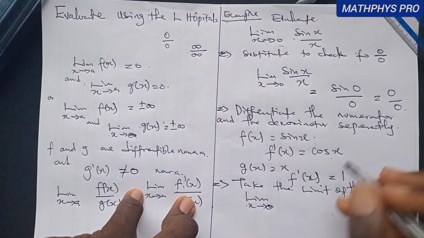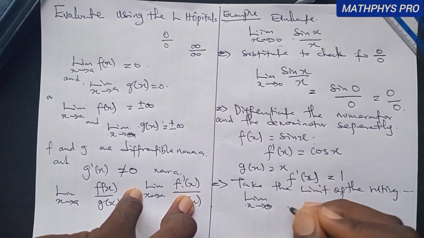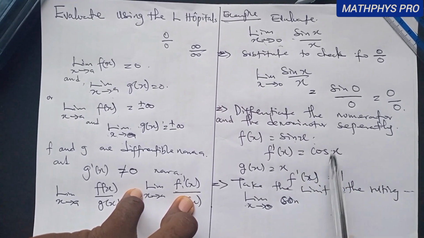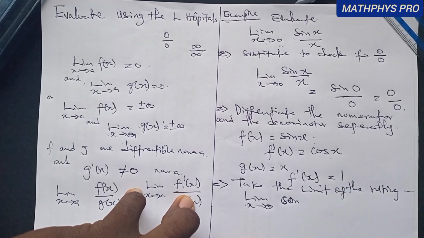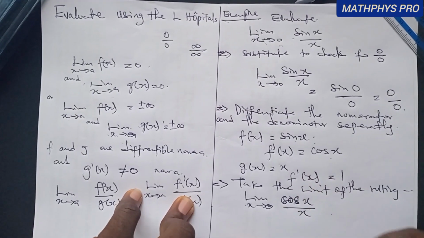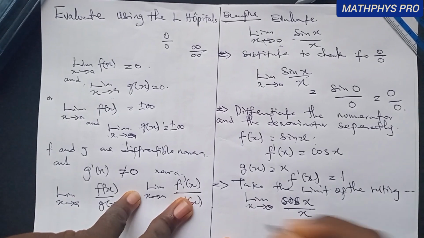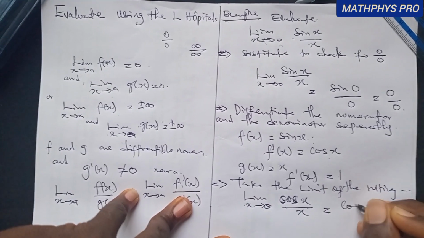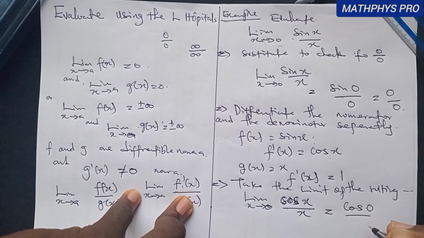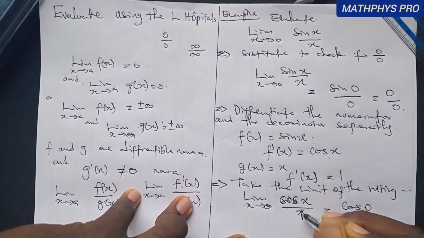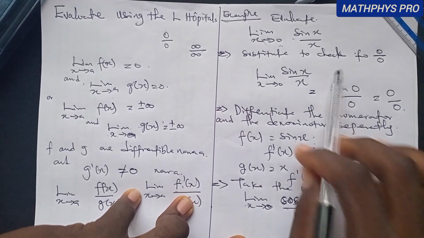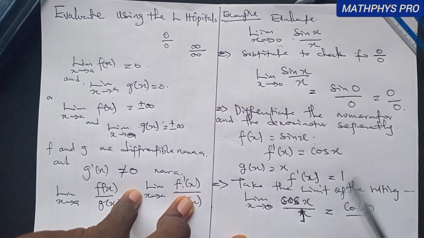Sorry, when x tends to 0, sine cos x. We take the limit of the resulting expression. So take the limit of cos x over x. This is cos x over x. So substitute: this is equal to cos 0 over... cos x over 1. Since we differentiated the numerator and denominator, we have cos x over 1.